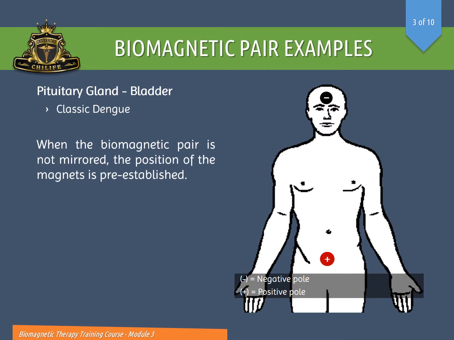This example for classic dengue uses the negative pole on the pituitary gland situated on the forehead and the positive pole on the bladder. Right now you must be thinking, what is the relationship between classic dengue and this specific biomagnetic pair? I will explain this in more detail later on. Right now, all you need to know is that pituitary gland-bladder is a biomagnetic pair related to classic dengue. When these two are unbalanced, there is a predisposition for this microorganism to develop.